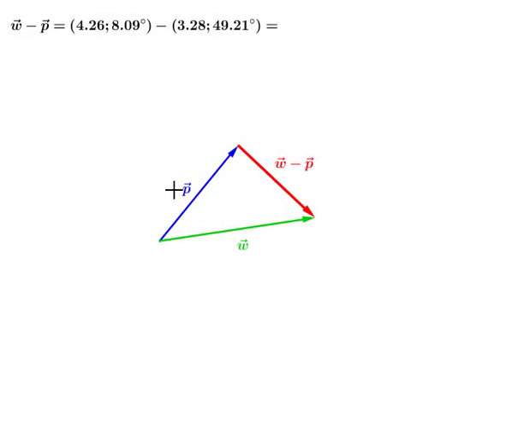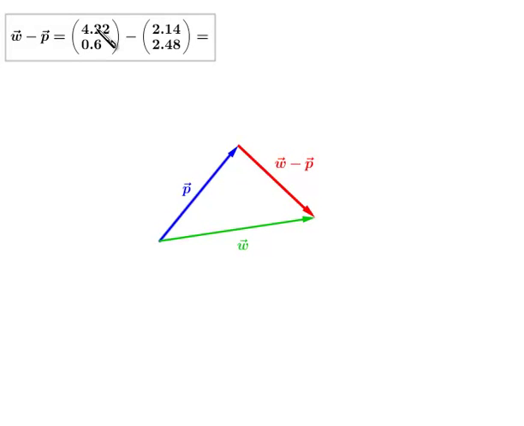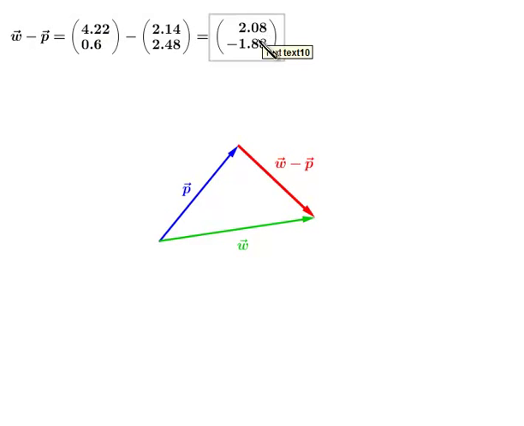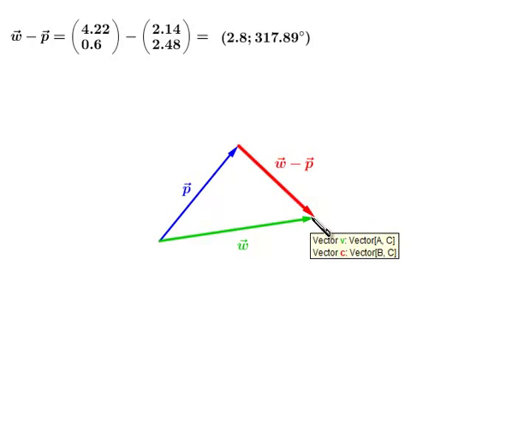Finding w minus p is pretty much the same thing. We find the scalar components for w and p, and then we carry out a little subtraction. 4.22 minus 2.14, 0.6 minus 2.48, which gives us 2.08 and negative 1.88. So this goes across 2.08 and down 1.88. Of course, we can also get the magnitude and direction. So notice the magnitude is the same, only that now the vector points in the exactly opposite direction. P minus w points in the exactly opposite direction as w minus p.